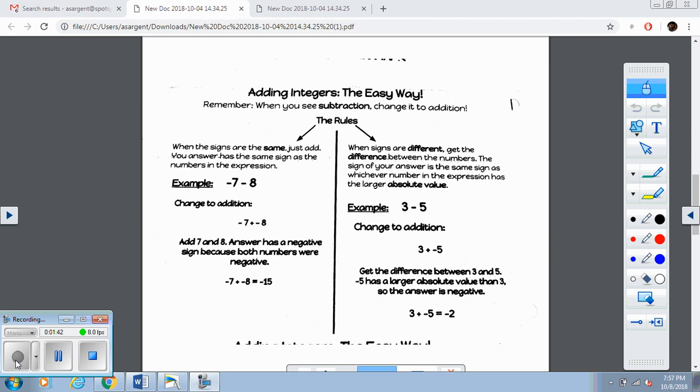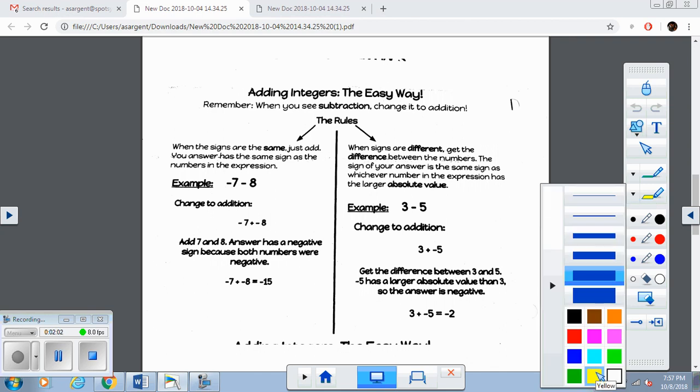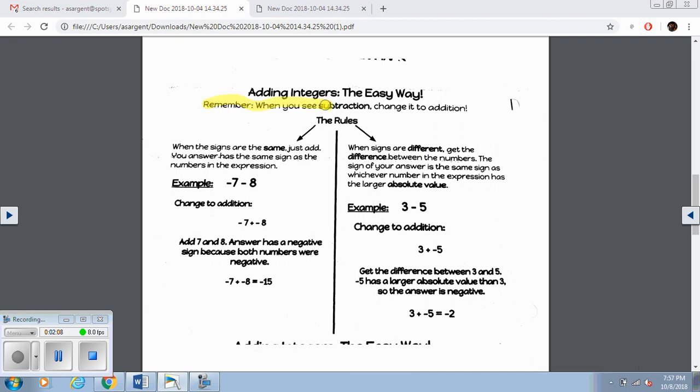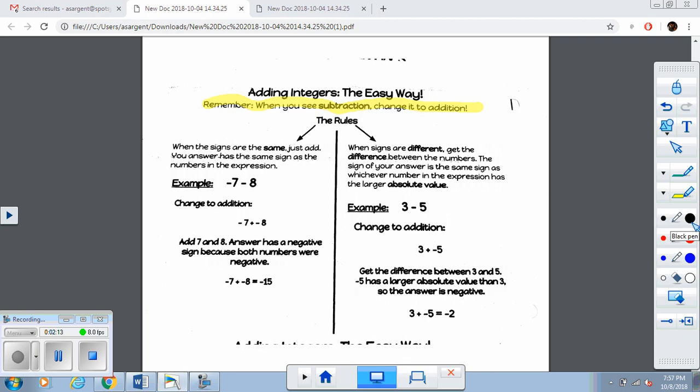So this says adding integers the easy way. What it means by easy way is just by not using the models, because sometimes the models are not necessarily harder, it just takes a little longer to do. So through here, pretty much everything is done for us, so we just have to go through and highlight some stuff. Something to remember right here is that when you see a subtraction sign, you change it to addition. You're not going to see a whole lot of that yet, but as we go throughout this week, you're going to start seeing some more of it.